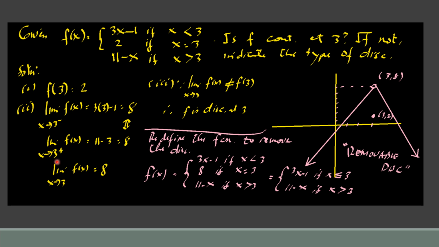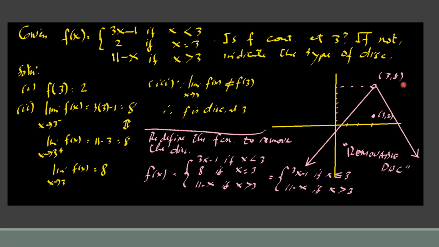The right-hand limit as x approaches 3 means that x is greater than 3. And for x greater than 3, your f is 11 minus x. So 11 minus 3 is 8. So the right and left-hand limits are both equal to 8. Hence, we say that the two-sided limit of f as x approaches 3 is 8. But observe that the function value f of 3, which is 2, is not equal to the limit of f of x as x approaches 3. So we say that the function is discontinuous at 3.